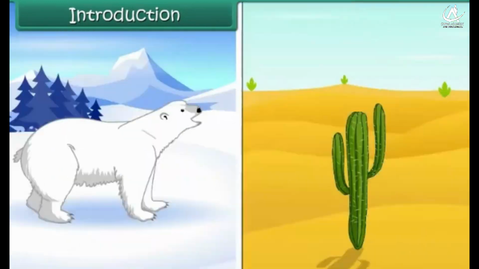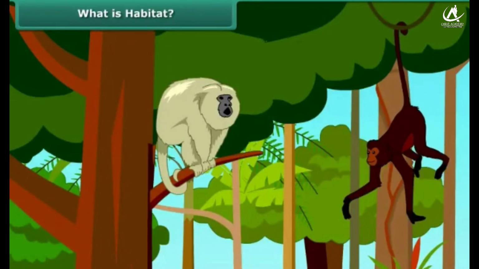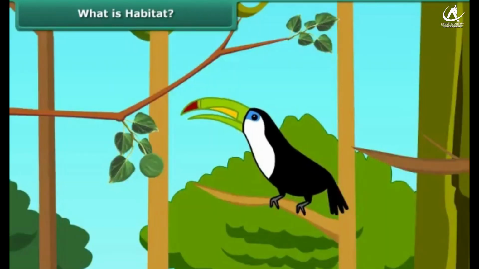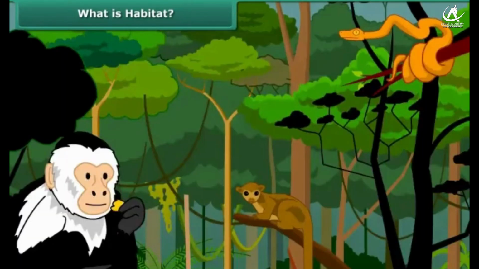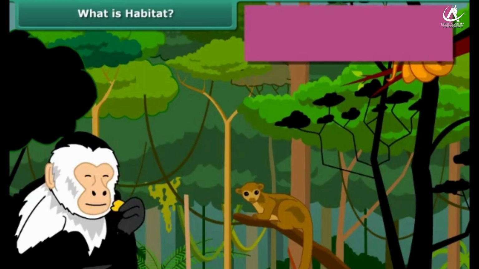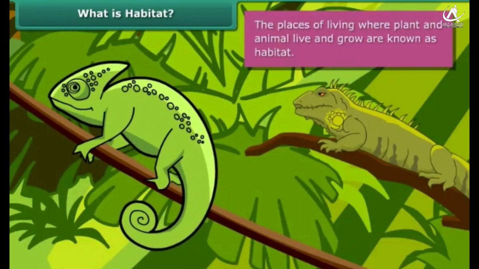These adaptations allow animals and plants to survive and grow in a particular habitat. In this lesson, we are going to learn how different plants and animals adapt according to their habitats. We all know that every organism requires some place where its basic necessities like food, water, and shelter can be met. This place of living where plants and animals live and grow is known as habitat.